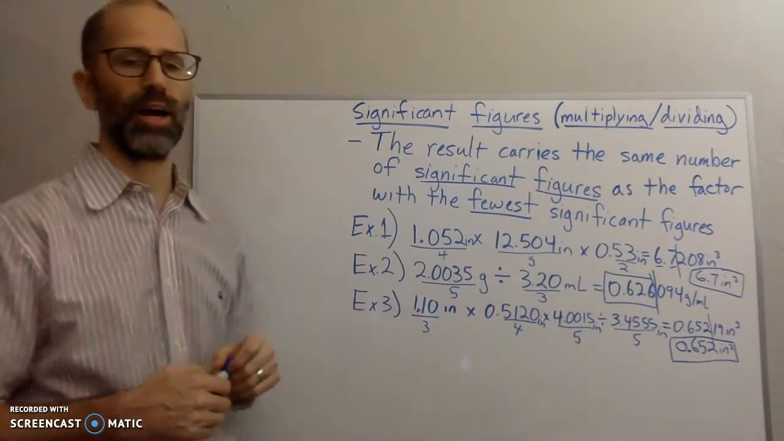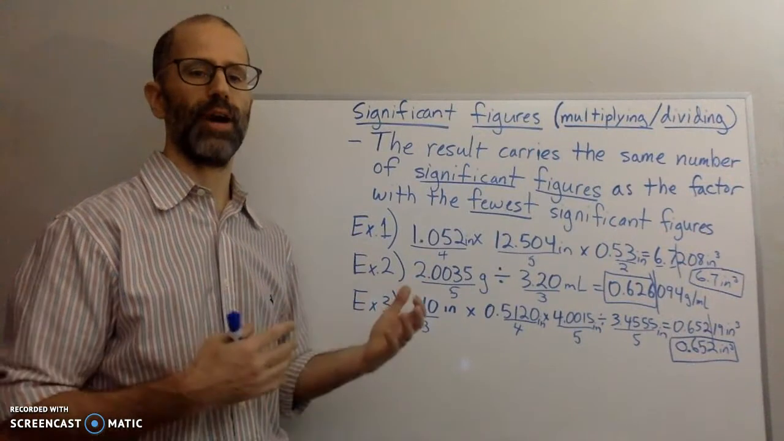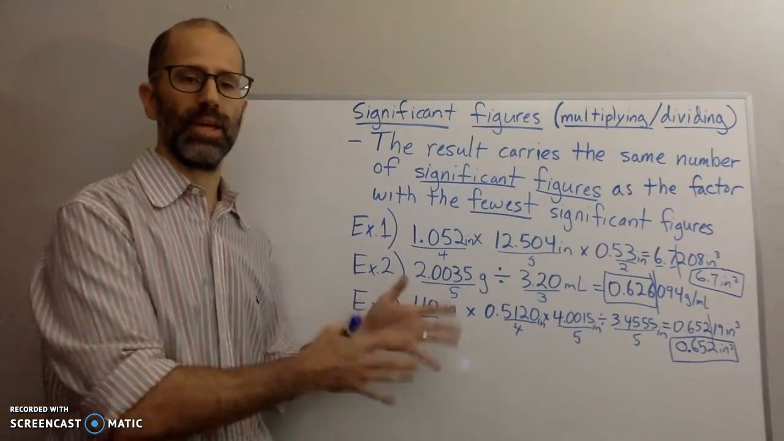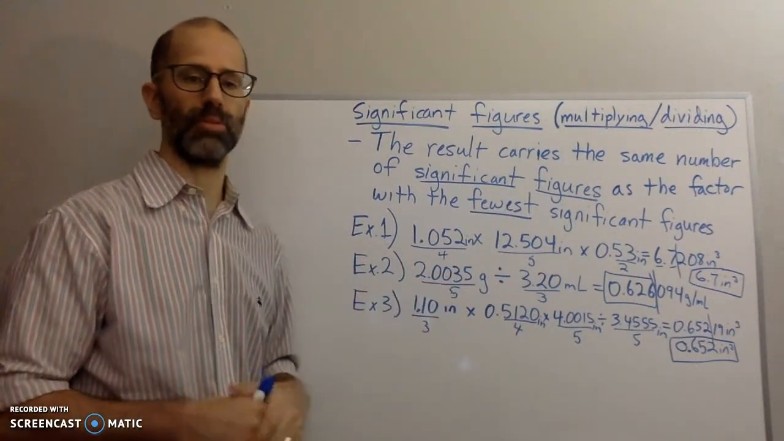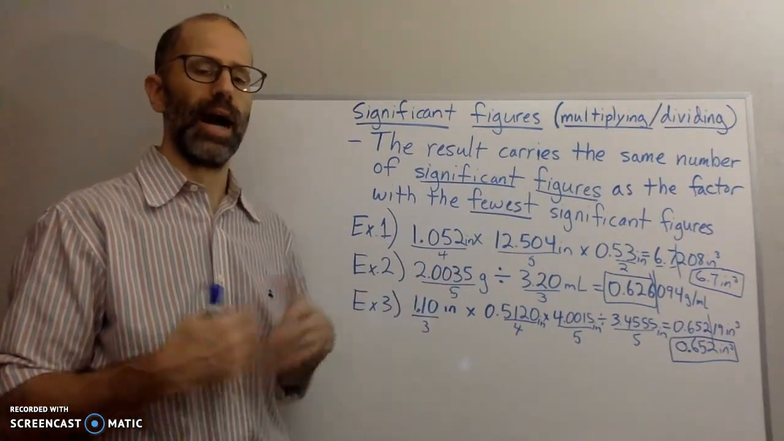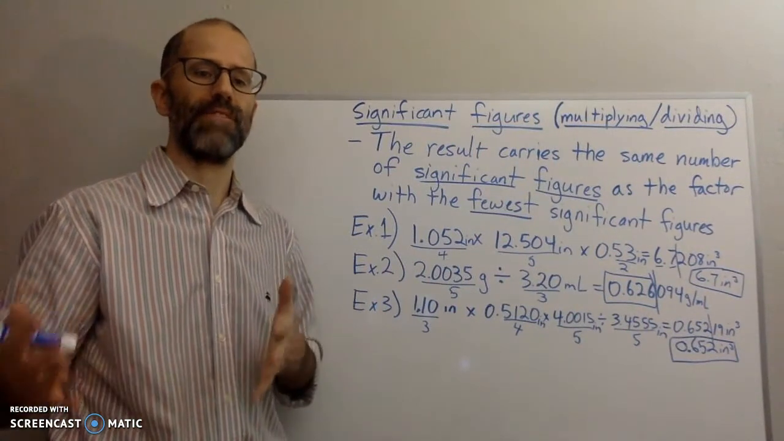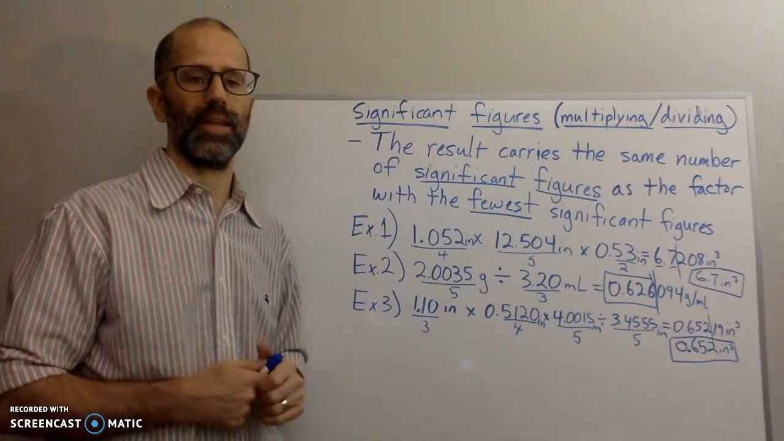Next video, what happens when I mix up the operations? What happens if I have multiplying and dividing and adding and subtracting all in one problem? Or maybe in steps of the same problem to get to my final answer? How do I figure out the number of digits I keep in my final answer? And that's in the next video.